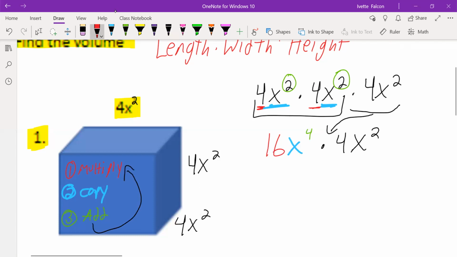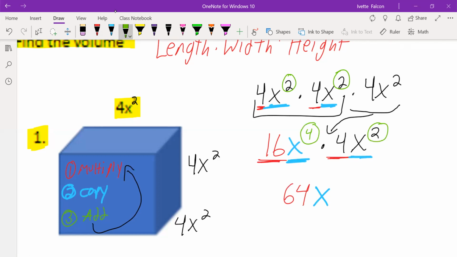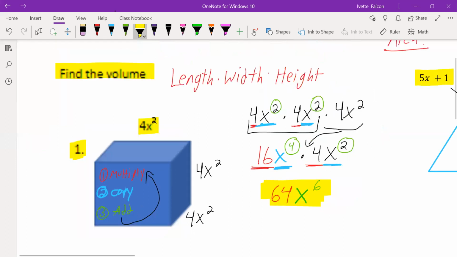So 16 times 4, multiply my coefficients, is going to give me 64. Then copy the letters, copy the variable, which is the letter x, and add your exponent. So 4 plus 2, that's going to give us the number 6. And that would be our volume. So that's our answer. So the volume for this shape is 64x to the power of 6.